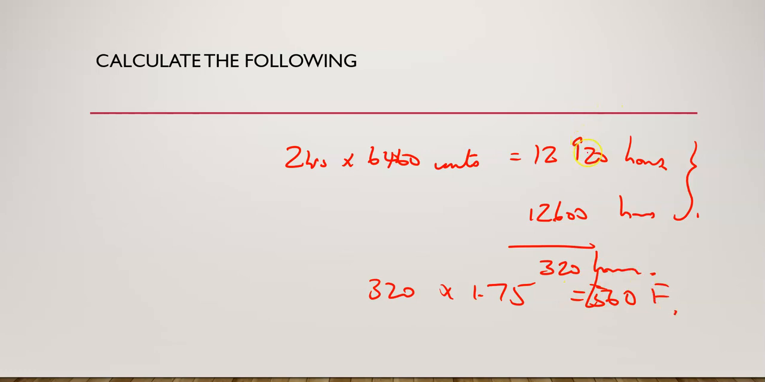So what am I saying? Back to our normal efficiency, 2 hours to make 6,460 units. That's what we expected you to use. You actually used 12,600. Now let's look at capacity.